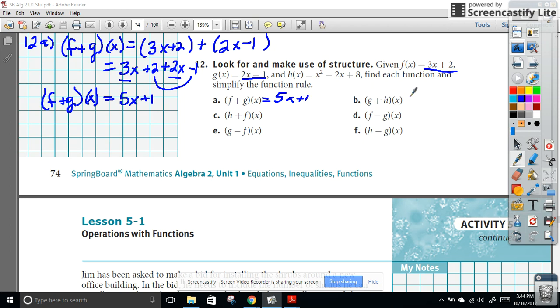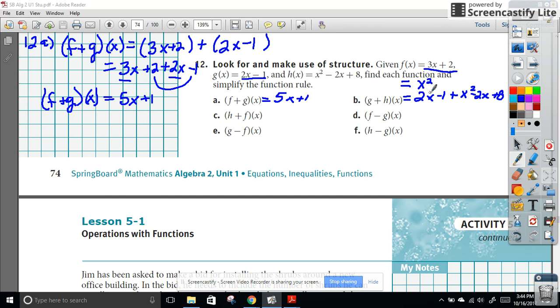G plus h. Okay, and we'll try to squeeze that in right here. G function, 2x minus 1, plus the h function, x squared minus 2x plus 8. You can only put together the terms that are like. So there is only one x squared term. I'm going to put it in the front because we put the order of the exponents with the highest exponent.